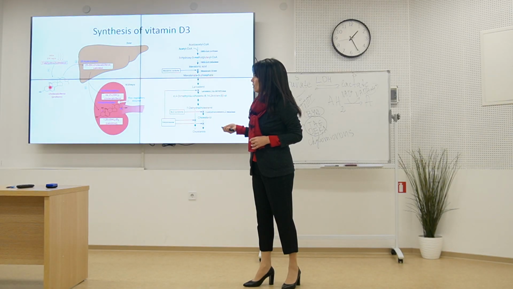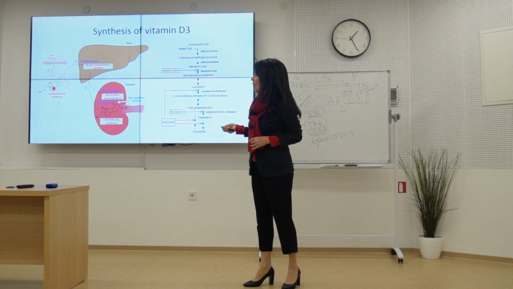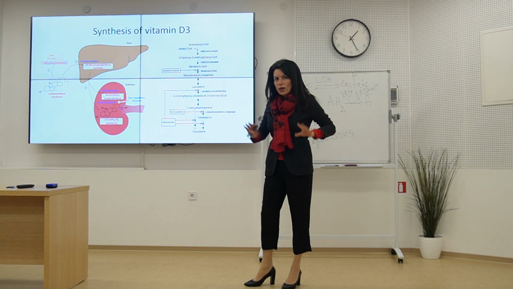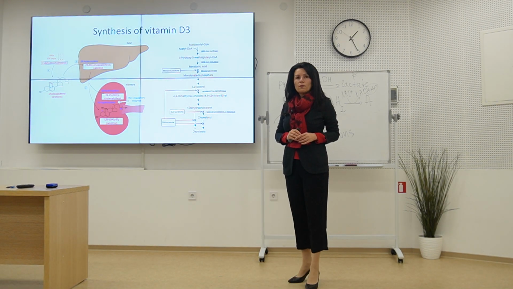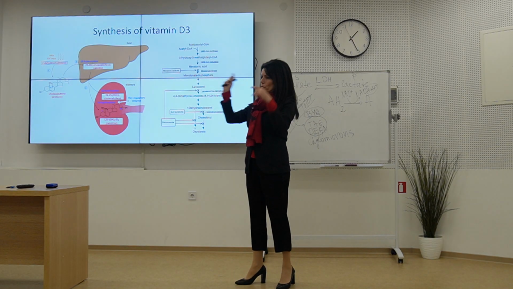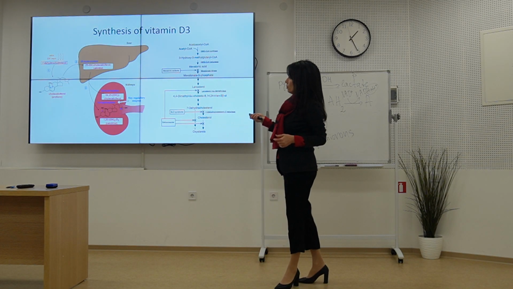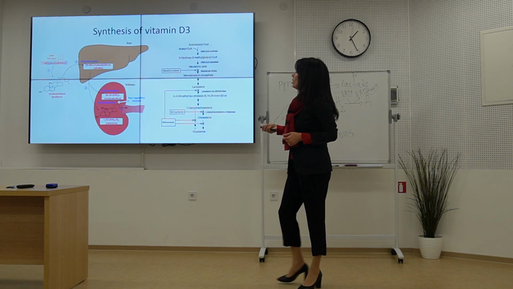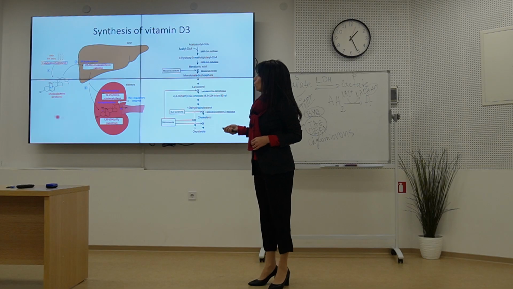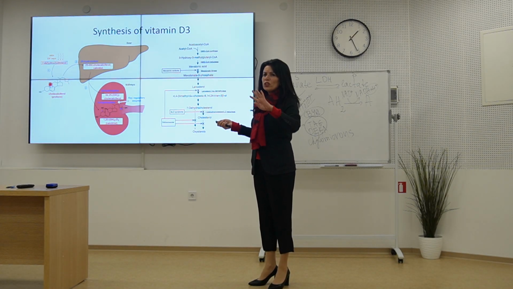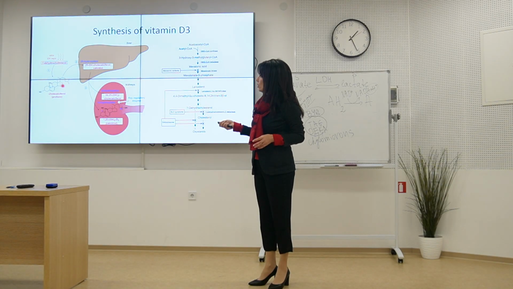There is breaking of one bond between carbon number 9 and carbon number 10. That's all. This is the reaction from sun rays. After that, there is some returning of the ring. It's not shown here. And after that, this proform, which is called cholecalciferol, which is not the active form, returns back to the liver.